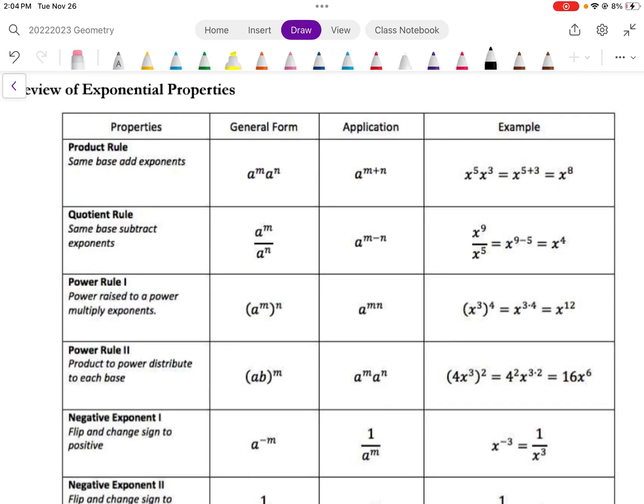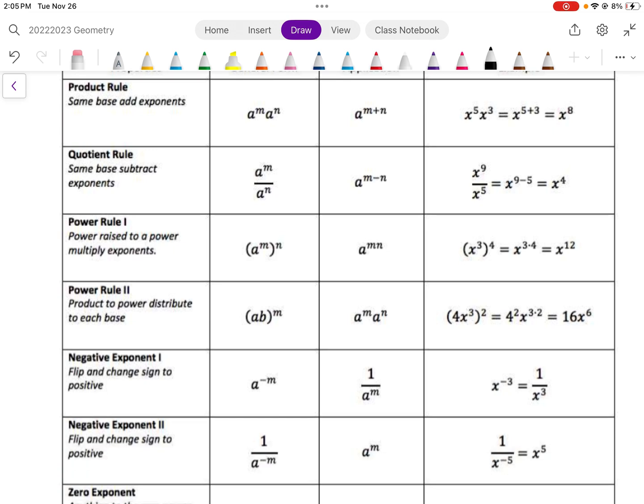Pre-Calc PLP. So this is lesson 2. This is over radicals and rational exponents. So at the beginning of this lesson, there is this table that is a review of exponential properties. These should all be a review. I really would like you guys to look over these before you start this lesson and make sure you remember them.